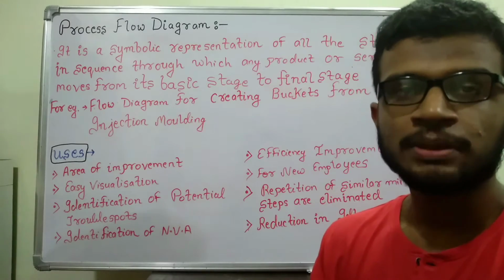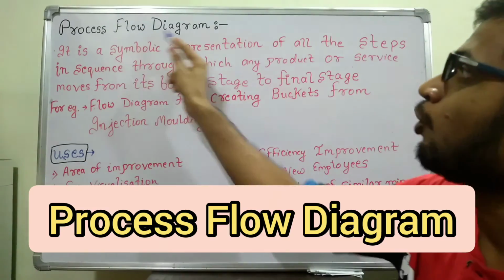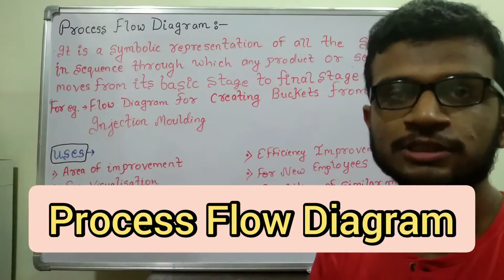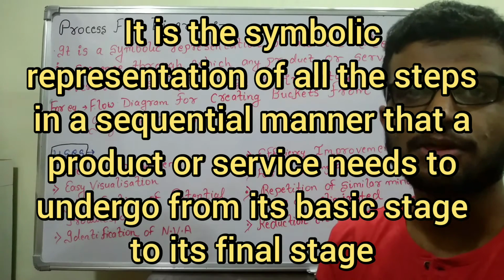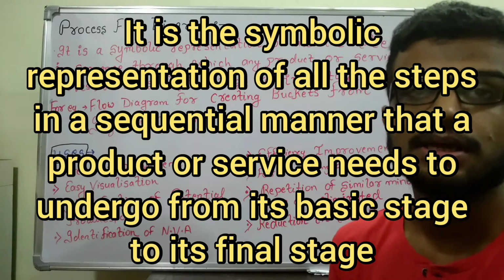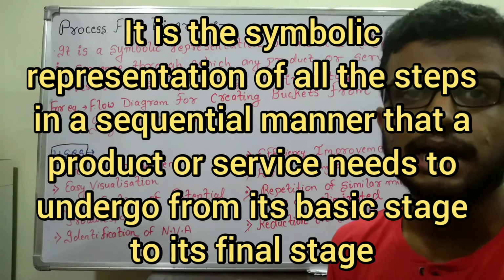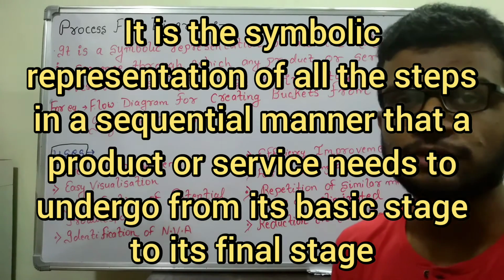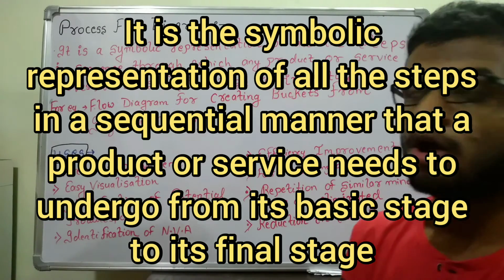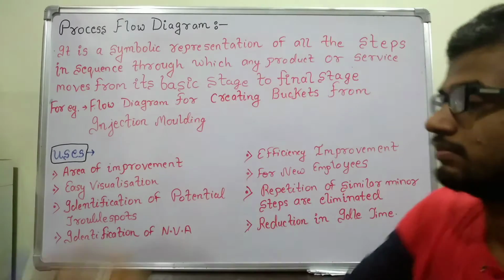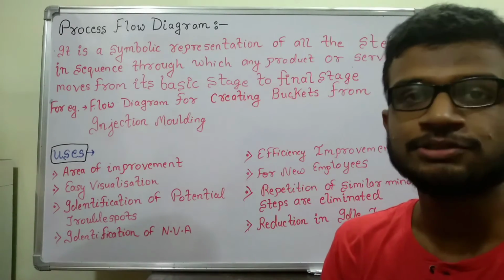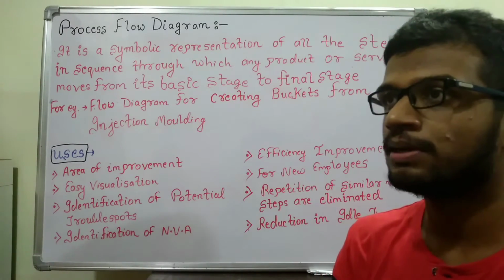Here, I will be discussing the process flow diagram. So what is this process flow diagram? Process flow diagram is the symbolic representation of all the steps in a sequential manner that a product or service needs to undergo from its basic stage to its final stage. Let me explain this definition with an example.